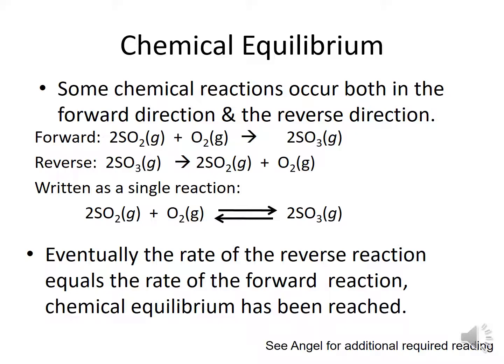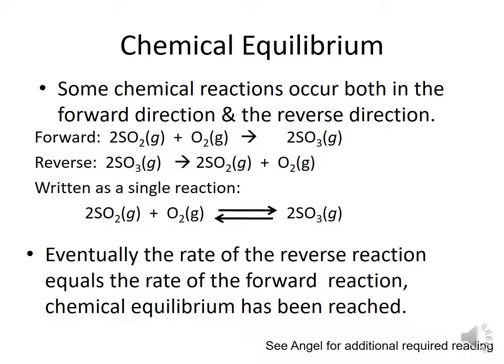Chemical equilibrium. Some chemical reactions occur in both forward and reverse directions. For example, if two SO2s and an O2 could collide and get over the activation energy hump and create two SO3s, at the same time, two SO3s might also be able to collide and turn back into two SO2s and O2. So the forward reaction and the reverse reaction are written here.